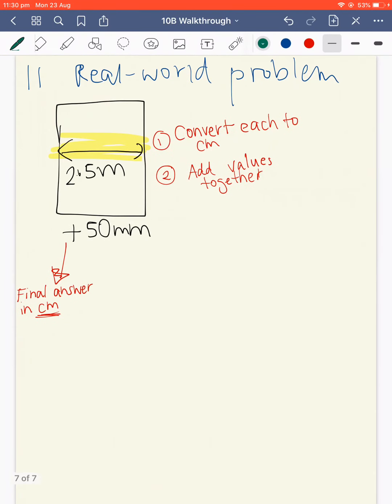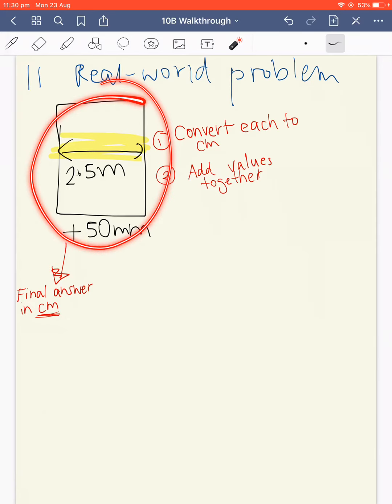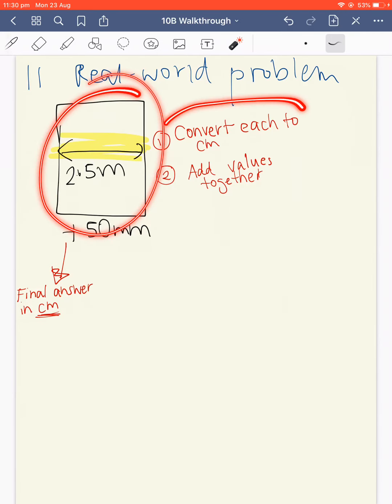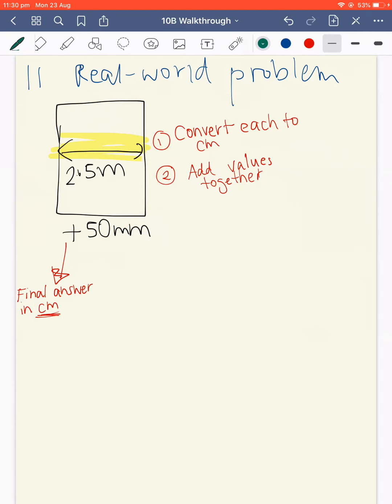Last question. So, real world problems. When we have anything with lengths, particularly when you're making things, particularly on job sites, you do actually use millimeters instead of meters. So, for this one, first thing we need to do is convert our meters to centimeters. So that's going to be your first step.